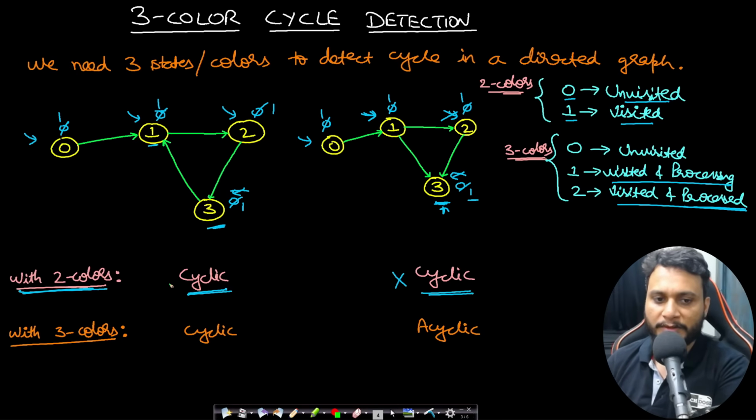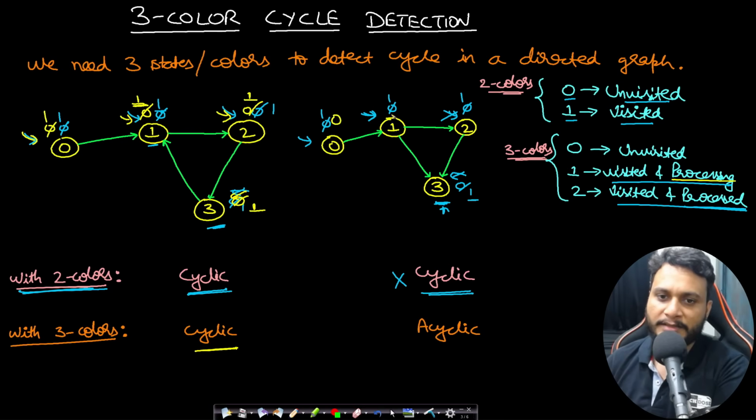But if you go with the 3 color technique, let me just show you quickly. You will be marking everything as unvisited initially, and whenever you visit a node for the first time, you mark it as visited and under processing. And when you see an edge from 3 to 1 and you see the value 1 here, this means it is creating a cycle because it is still under processing, right? So it will answer cyclic here.